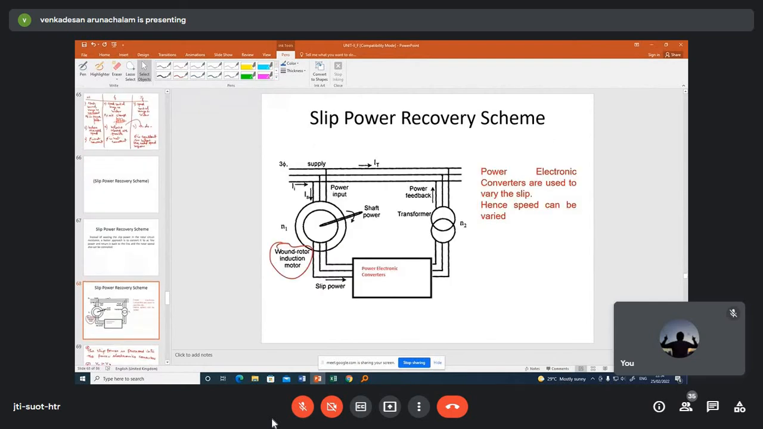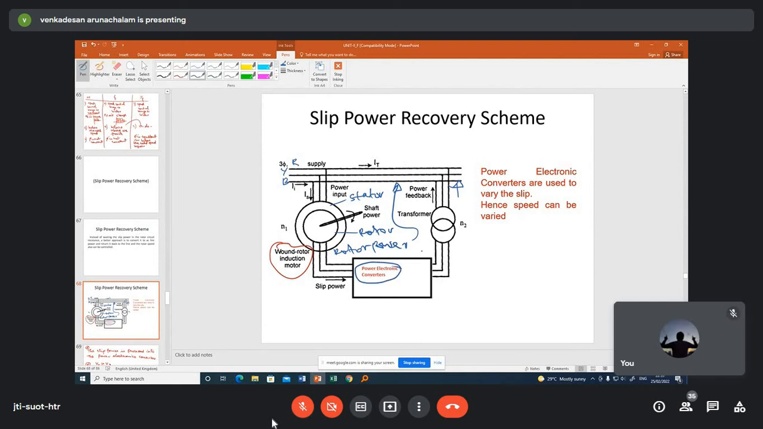You see here, you have the transmission line, RYB phase. So you have three phases. This is R, this is Y, this is B. So three-phase input is given to the stator of the slip ring induction motor, and this is my rotor. From the rotor, you are tapping the power, and that power is again fed back to the transmission line. So the rotor power is taken from the rotor, and it is again fed back to the supply line using a power electronic converter, right?